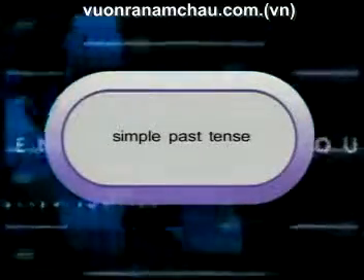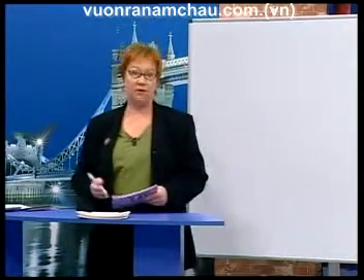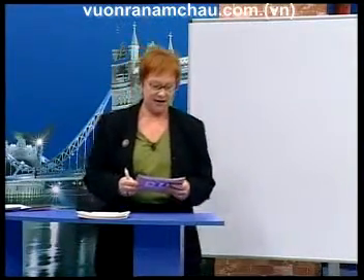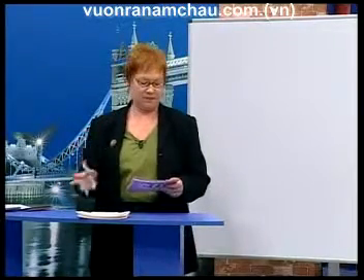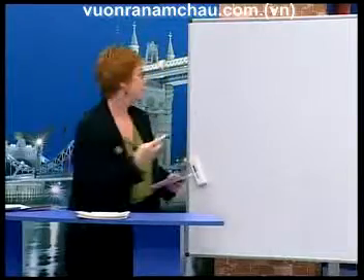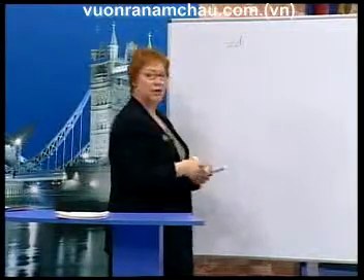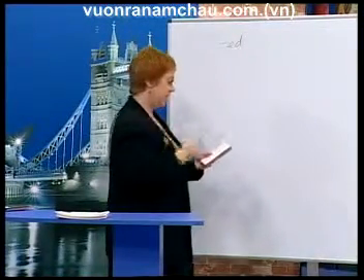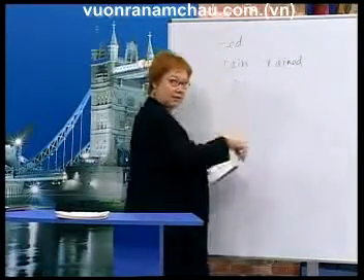Simple past tense. Now, let's do a little bit of review and then we'll talk about verbs for traveling. Now, when we use the simple present, we use the basic form. Most verbs are regular, normal. To change to the past, we use ed. Okay? Remember this. Now, look at these verbs to see how we change them to the past. Rain, rained.